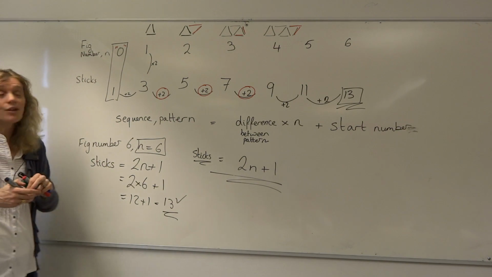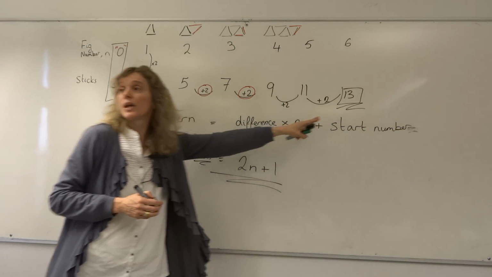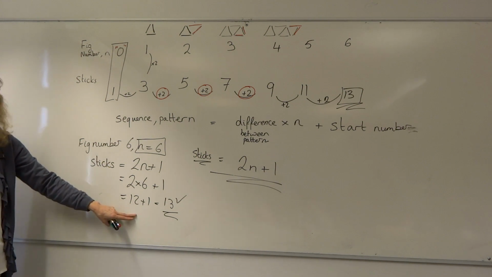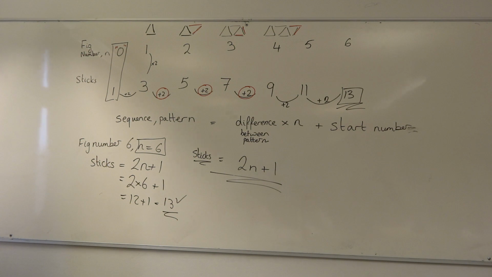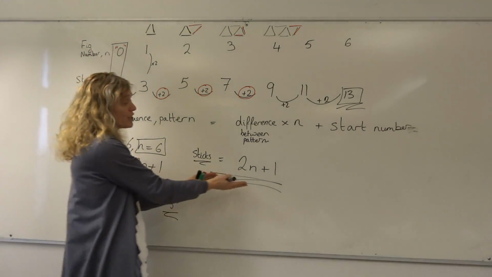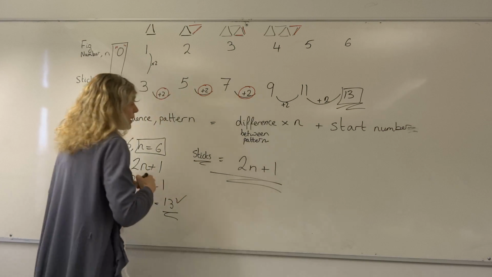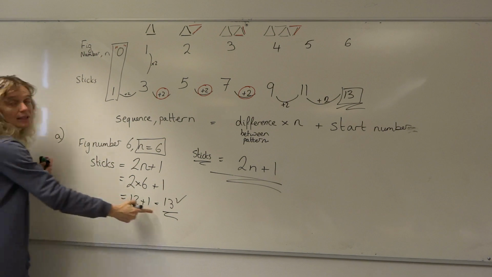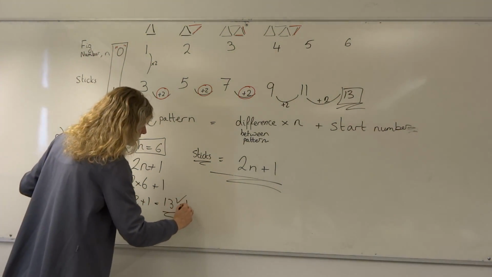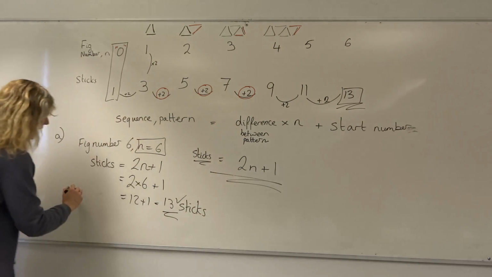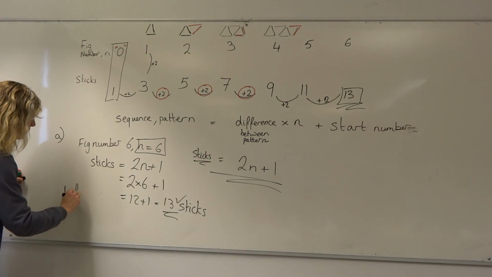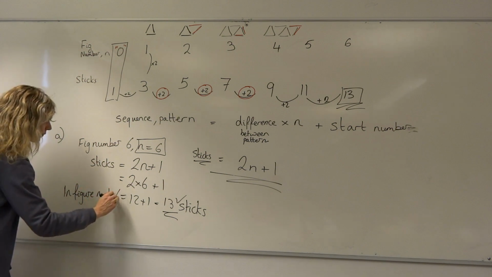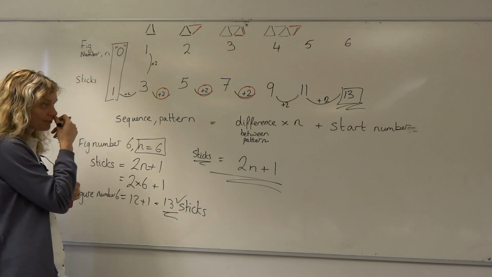So we were expecting 13 when we looked up here. We got 13 when we used our algebraic formula, 2n plus 1. And you could have used either way to get the point. So now we've actually checked that our formula works. So this was part B, to work out the formula. And this was part A, to work out how many sticks there were. There would be 13 sticks in figure number 6, and don't forget to answer the question properly: in figure number 6, there would be 13 sticks.